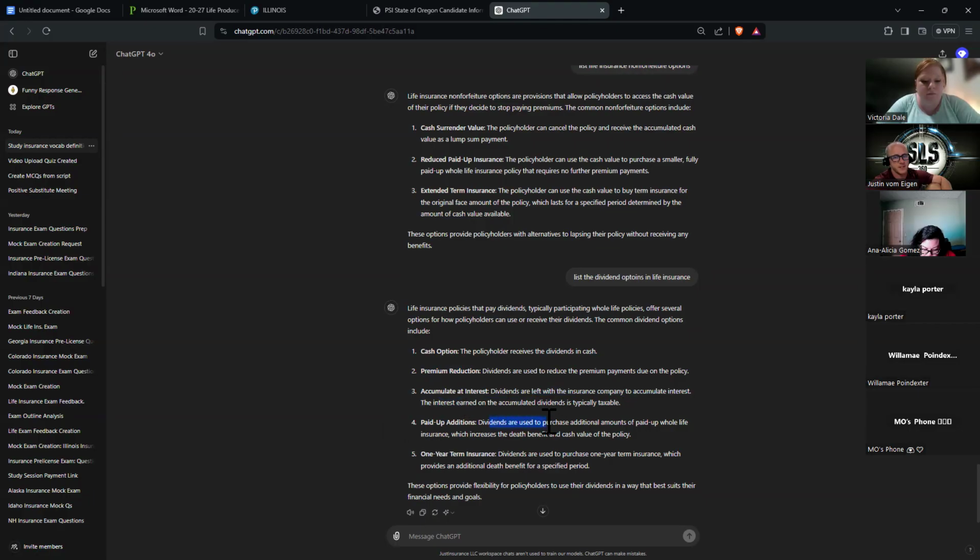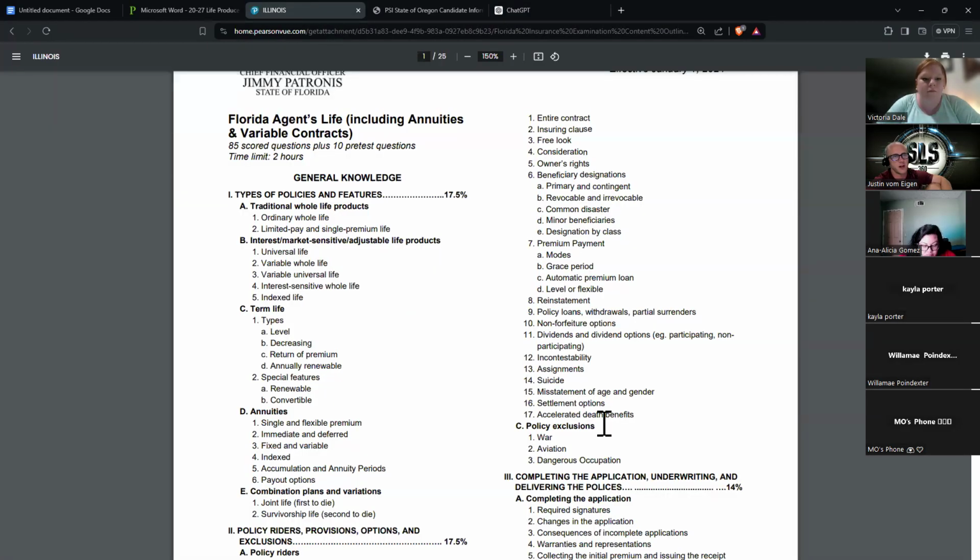Paid up additions. The dividends are used to purchase additional amounts of paid up whole life insurance, which increases the death benefit and cash value. Or one year term. The dividends purchase one year term insurance, which provides additional death benefit for a specified period. Most common one is paid up additions. That's how people get really big whole life policies that accumulate a lot of cash value. The policies we sell are not participating. Participating policies typically cost more money. They're usually more expensive than a stock policy from a non-participating company that doesn't receive dividends. Okay.